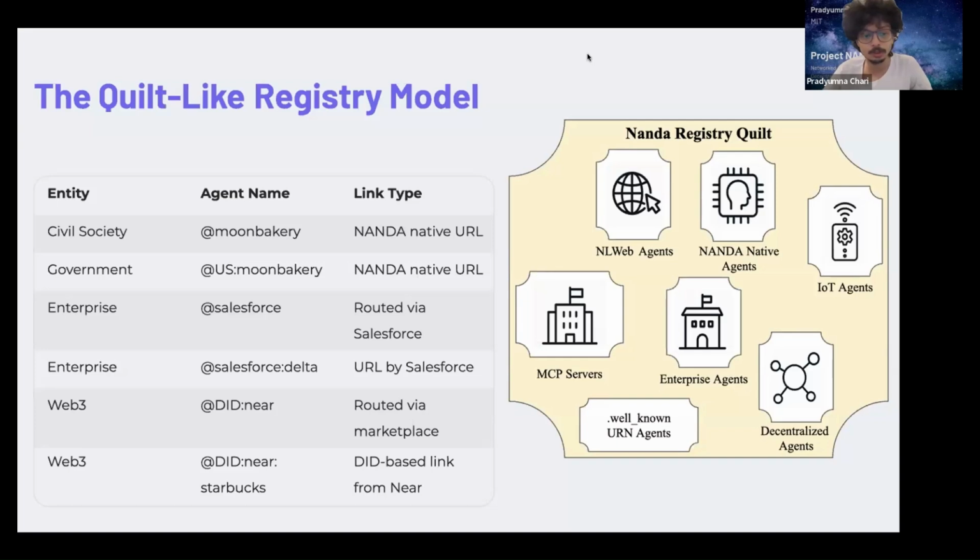The Nanda registry allows for these registries to be present on the Nanda quilt and therefore be indexable. And agents on these registries may be governed by third-party entities like Salesforce or other companies, but they may also be present on the Nanda registry directly so that they are easier to index, easier to discover, and build algorithms on top of.